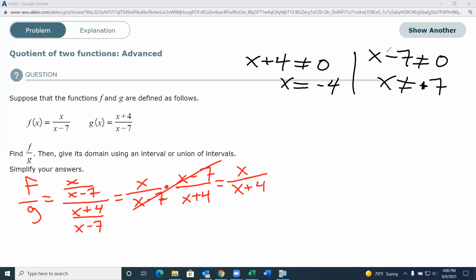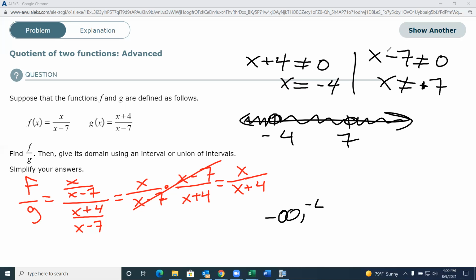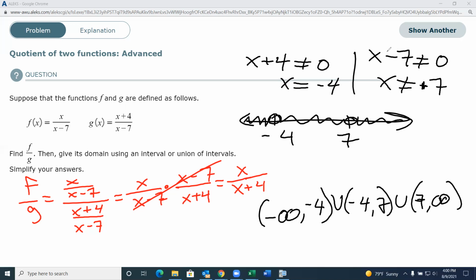So if we were going to graph it on the number line, the domain would look like this. And what they actually asked us to do is do the interval notation. So negative infinity to negative 4, union negative 4 to 7, union 7 to infinity and beyond. So that would be it. And that's how you do it.